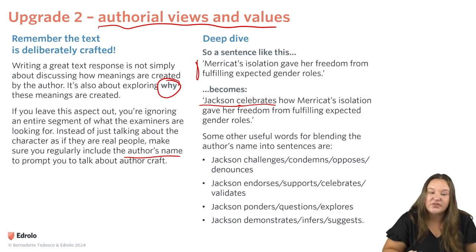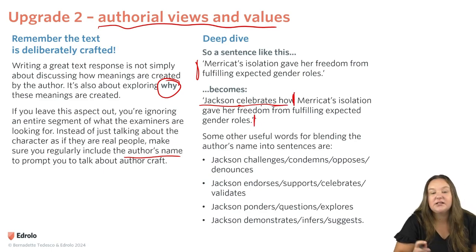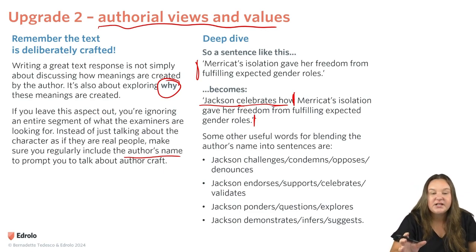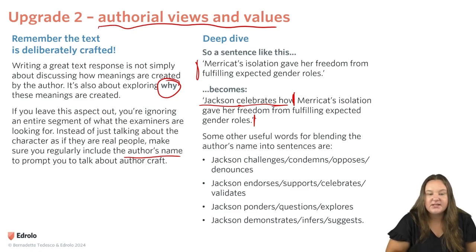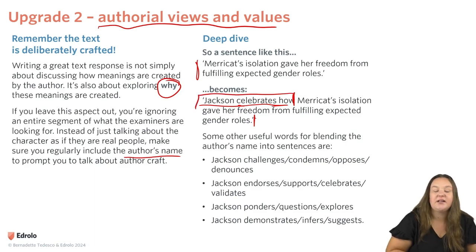That is a views and values statement. It's the exact same sentence from here to here, but by putting in that little bit at the start, we're acknowledging that the author has crafted this text and how the author feels about Mary Cat, a young woman, having her freedom from fulfilling expected gender roles. She values and supports the idea that a young woman should be free from having to fulfill expected gender roles. It's just that simple little bit at the start that really lifts that sentence up.